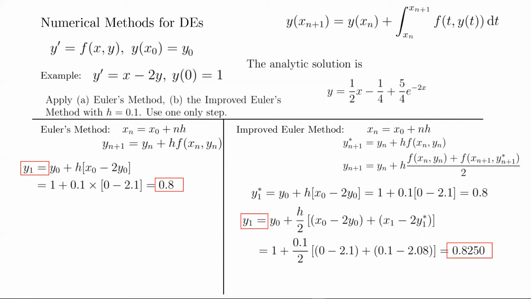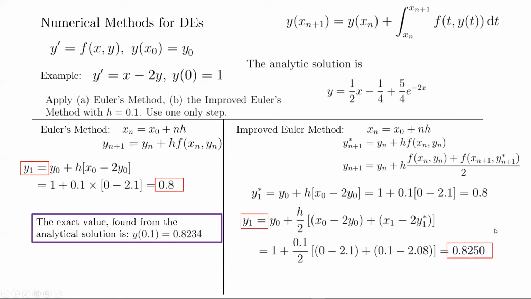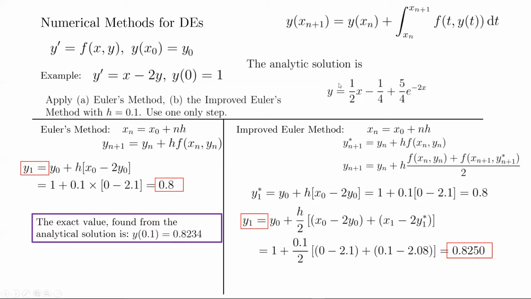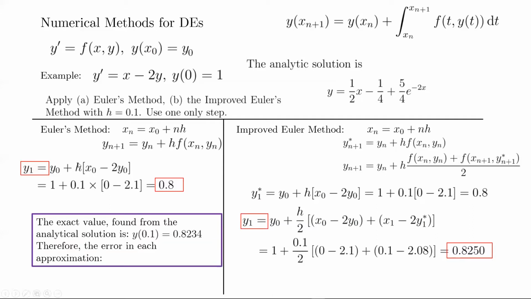Okay, so the prediction using Euler's method, y1 is equal to 0.8. The prediction using the improved Euler method is y1 equals 0.8250. The exact value found from the analytical solution up here, so if I put x equals 0.1 in this exact analytical solution up here, the value of y corresponding to that is 0.8234. So clearly you can already see the improved Euler method is significantly more accurate than the Euler's method.